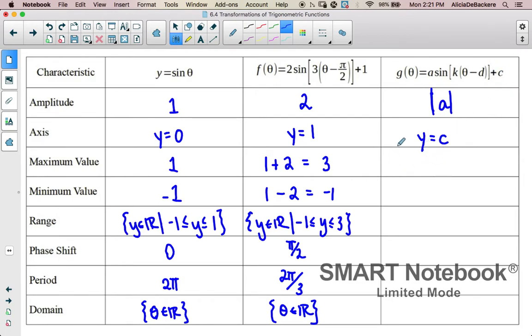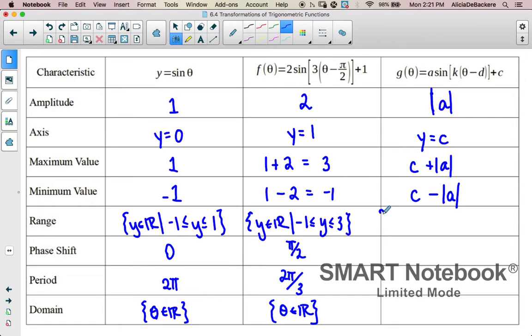The maximum of the curve is always start at that C value, at that axis, and add the amplitude. Now notice that I'm adding the amplitude, not the A value. So if the A value is negative, I'm making it an amplitude or making it positive first and then adding it to find the maximum. This is where people get mixed up and they tell me that the minimum is bigger than the maximum. Don't do it. To find the minimum value, you start at the axis and you subtract the amplitude.